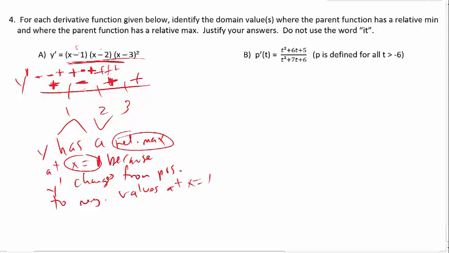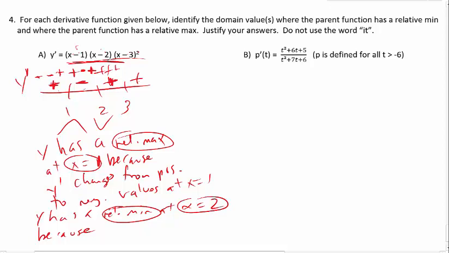We could also say y has a relative min at x equals 2. And I'm running out of room here with my sloppy pen handwriting, but the justification would be because y prime changes from negative to positive values.